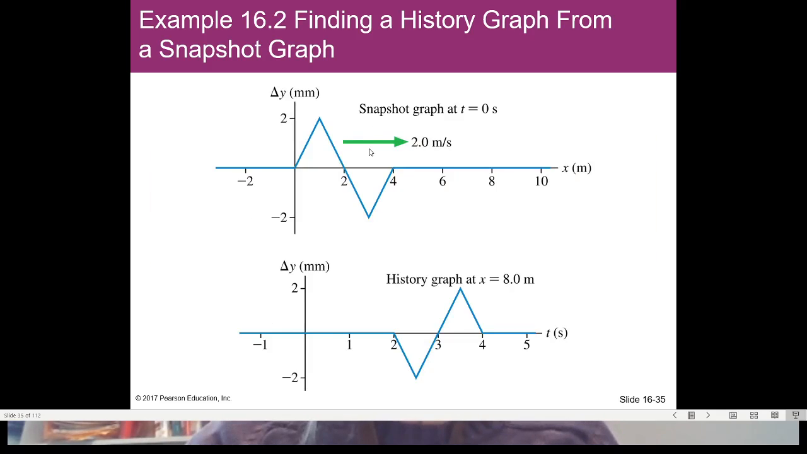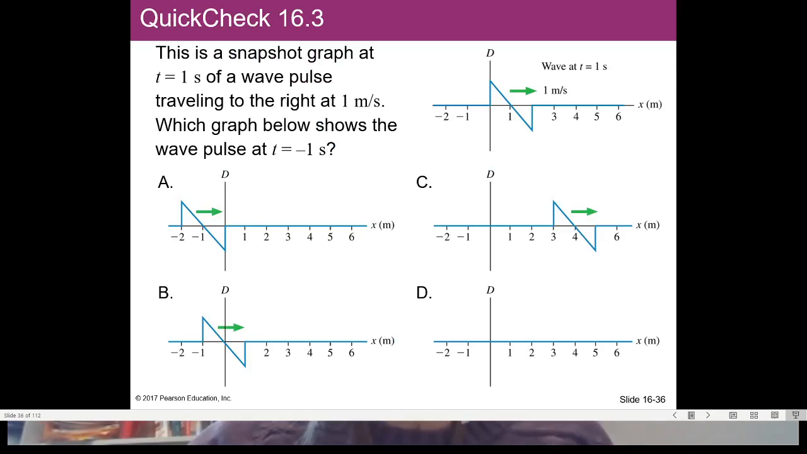Here's the snapshot graph, and here's the history graph at x equals 8 meters. Notice that first it goes down. It's 0 up until 2 seconds, because the leading edge didn't get here until 2 seconds later. But then it goes down. It goes down because that's what is first seen at x equals 8 meters. So it goes down here, and then it goes up, and then it goes down again. Notice it's sort of backwards from the direction of what the snapshot graphs look like, but you can see exactly why that's so.